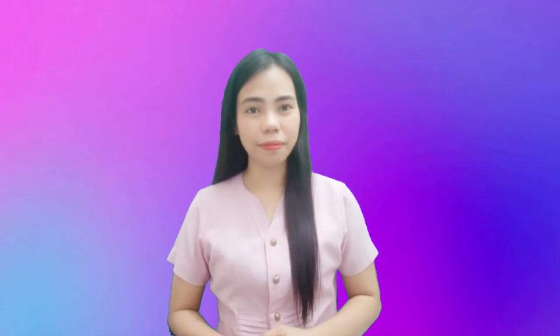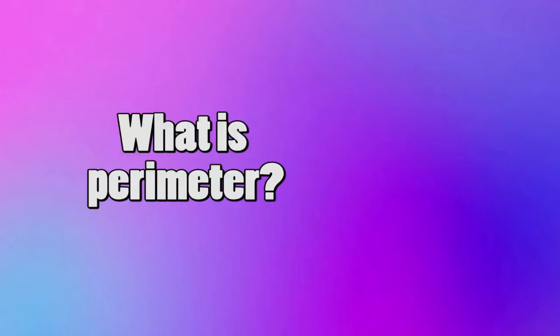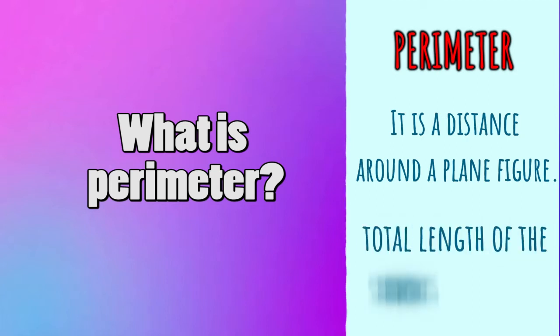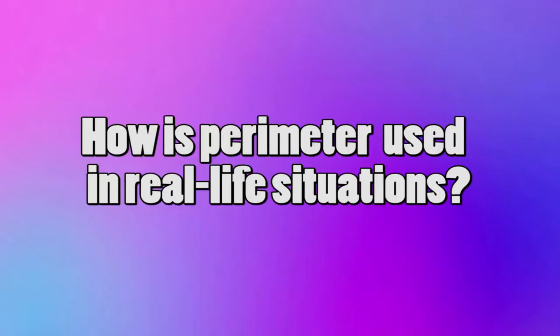First, let's define what a perimeter is. Perimeter is what we call the distance around the plane figure. Simply, it's the total length of the sides of a figure. How is perimeter used in real-life situations?